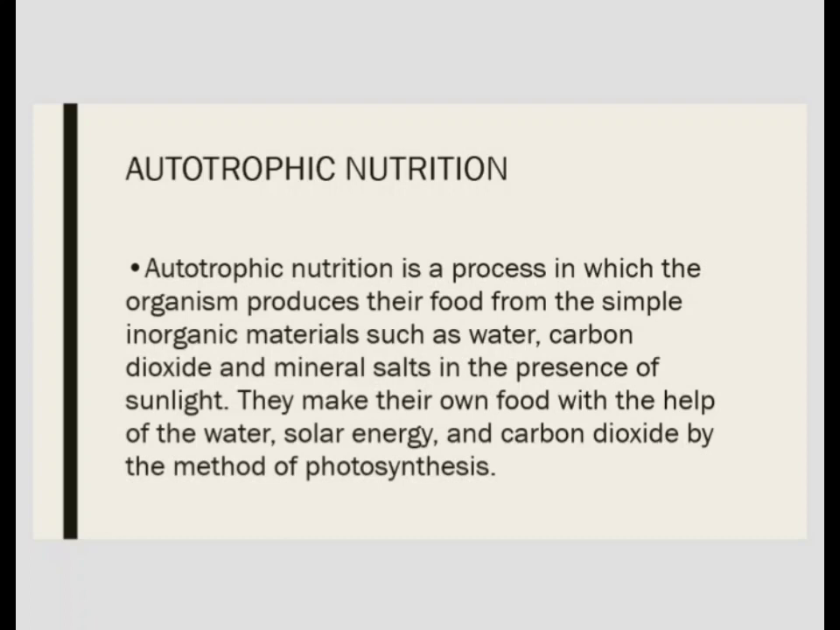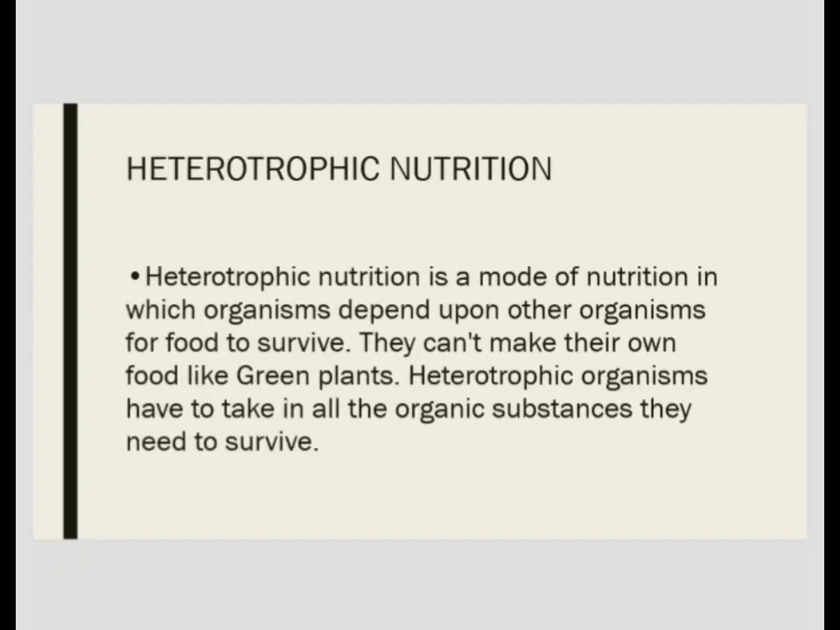Autotrophs make their own food with the help of the method of photosynthesis, while heterotrophic nutrition is a mode of nutrition in which organisms depend upon other organisms for food to survive. They can't make their own food like green plants. Heterotrophic organisms have to take in all the organic substances they need to survive.